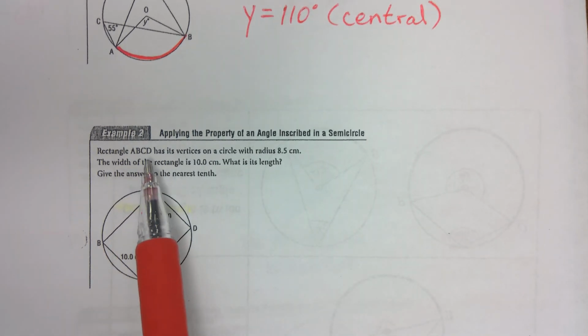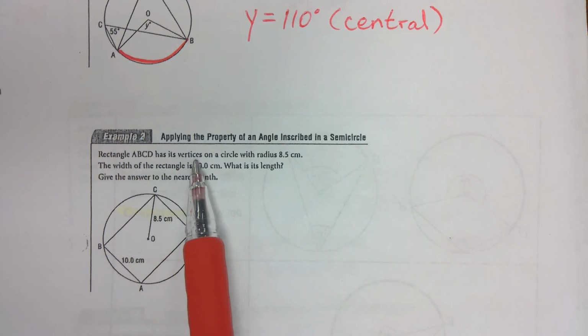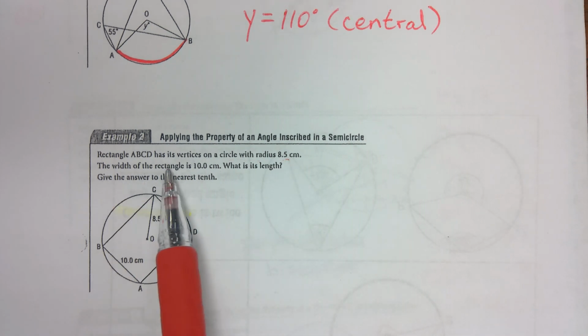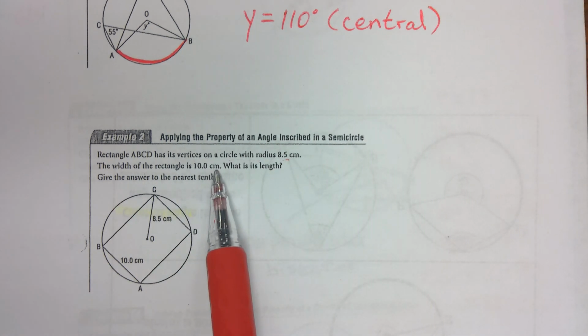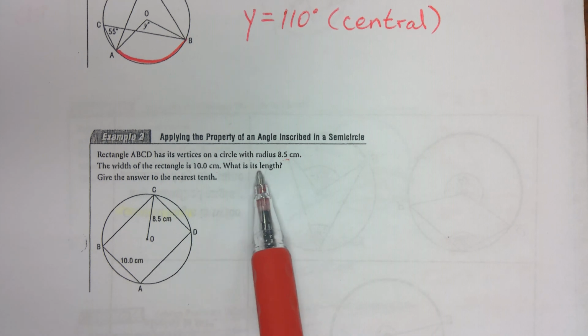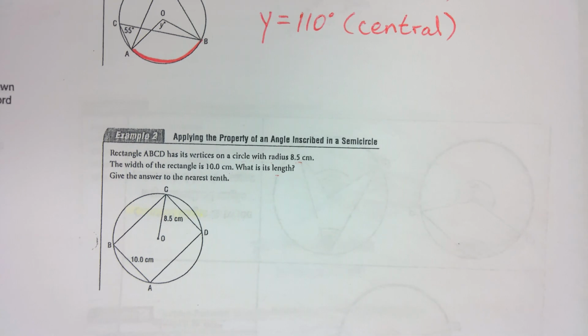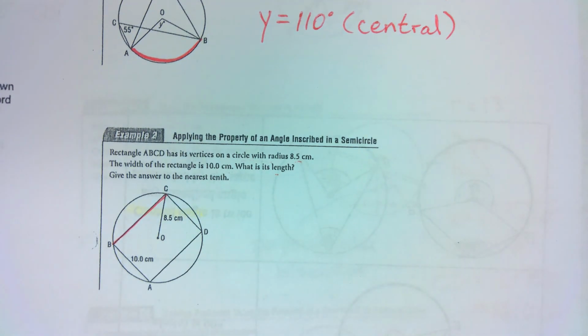Example 2. The rectangle ABCD has its vertices on a circle with radius 8.5. The width of the rectangle is 10 centimeters. What is its length? Okay, so who has an idea for me? I want to figure out how long BD is. I want to figure out how long this line is right here. So what can we do? I need some ideas.